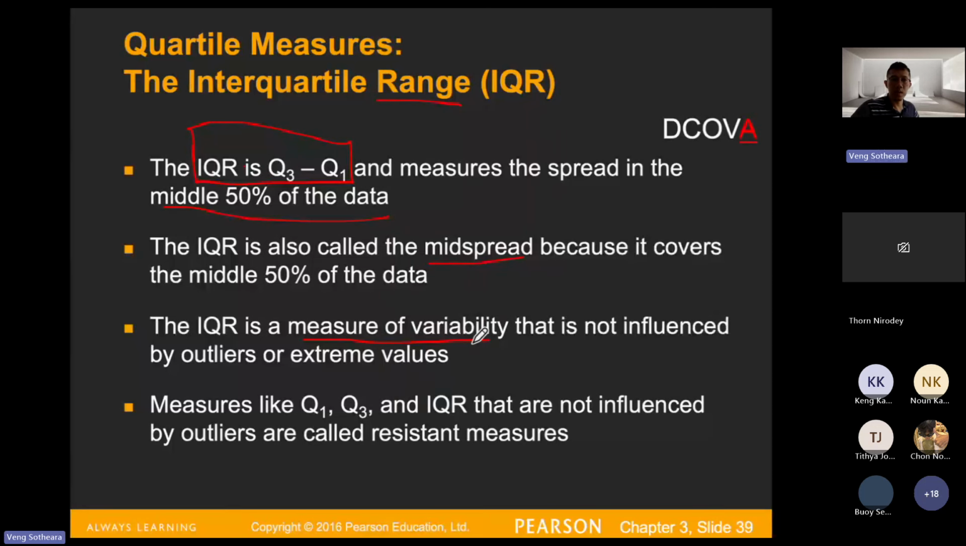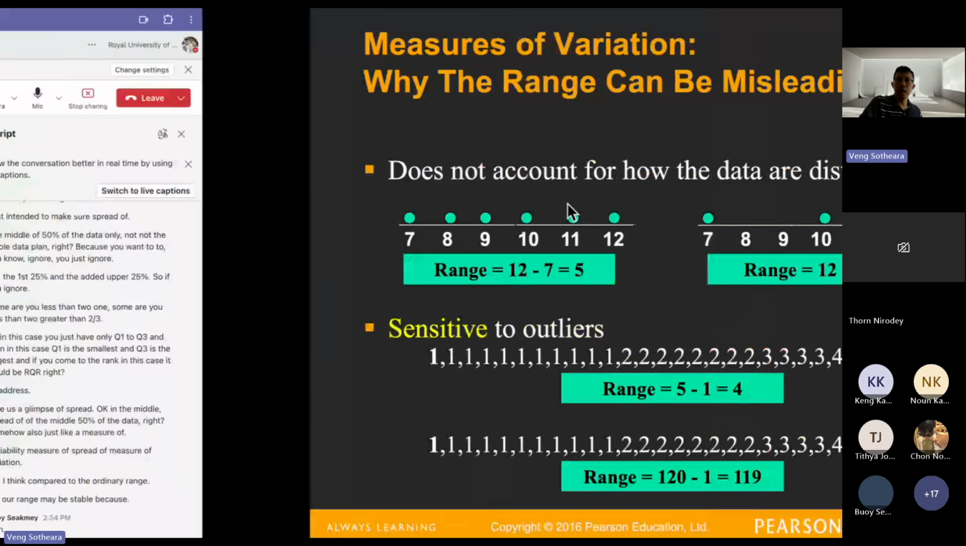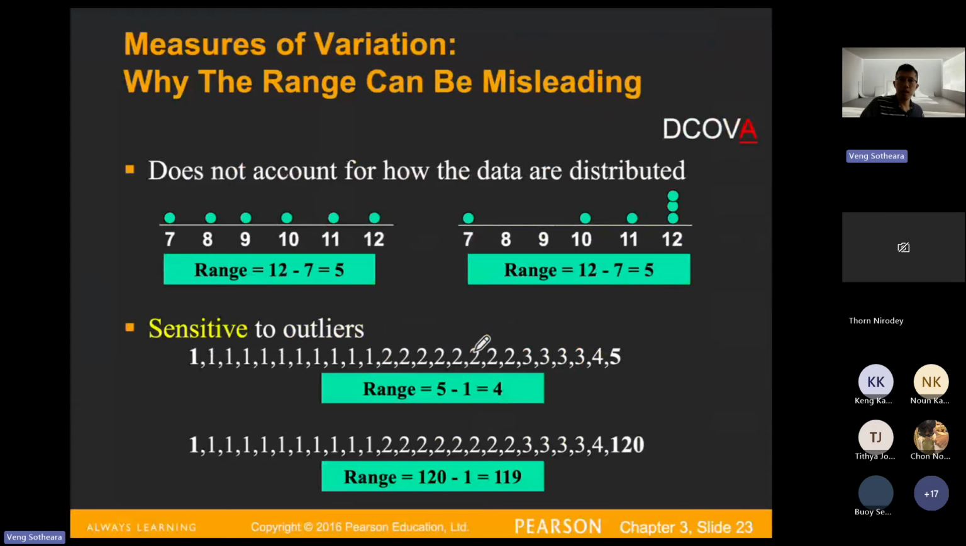But I think compared to the ordinary range, IQR range may be stable because, sorry, I didn't touch that. Maybe it's a system error. Now, can you hear me?